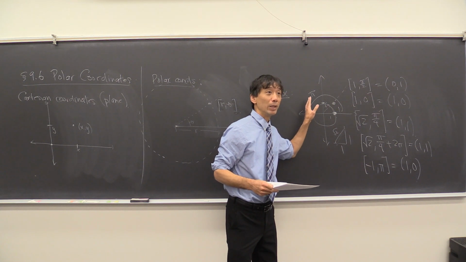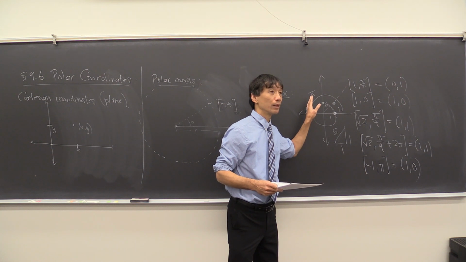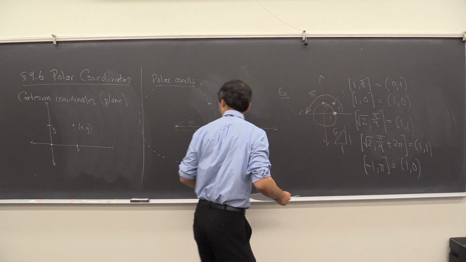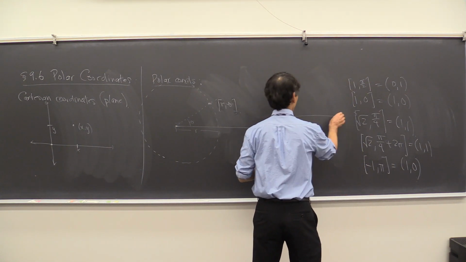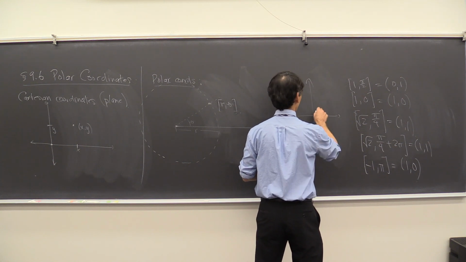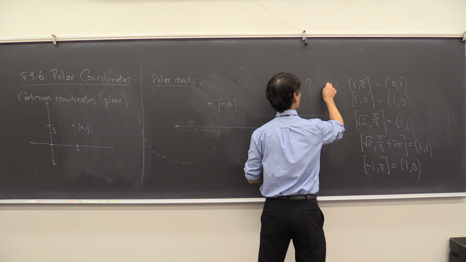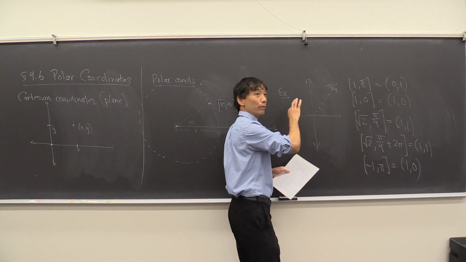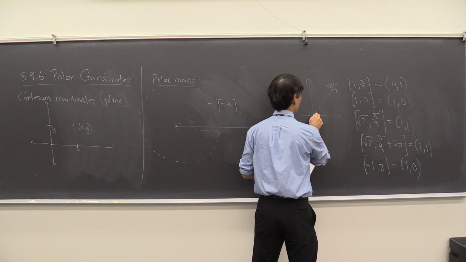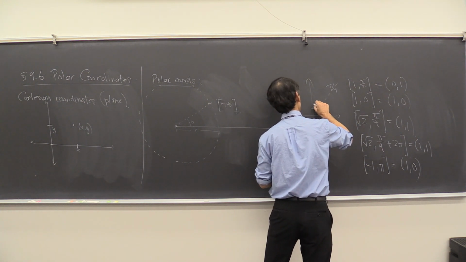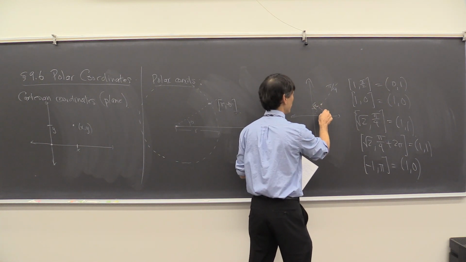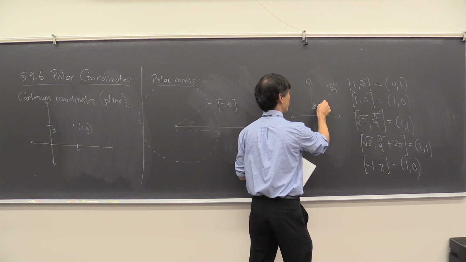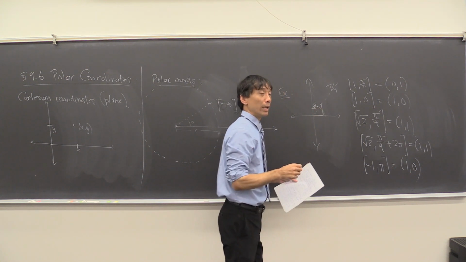Anybody confused? Amy, you look a little confused. Can you explain why the square root of 2 and pi over 4 is equal to 1 comma 1? Yeah, sure. So you're going to be on this line. This is the angle pi over 4. And you're going to be square root of 2 distance from the origin. So what are the x and y coordinates?